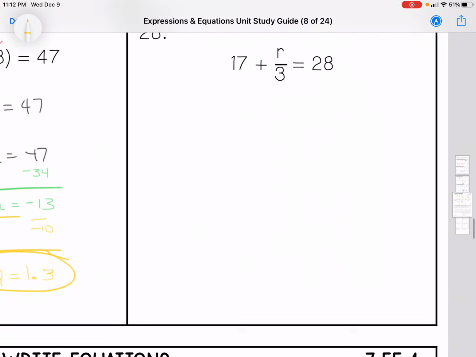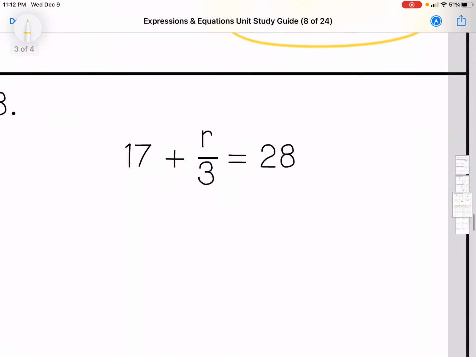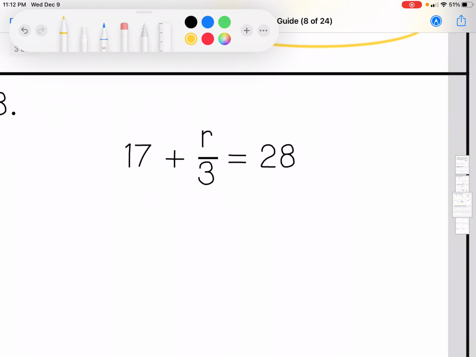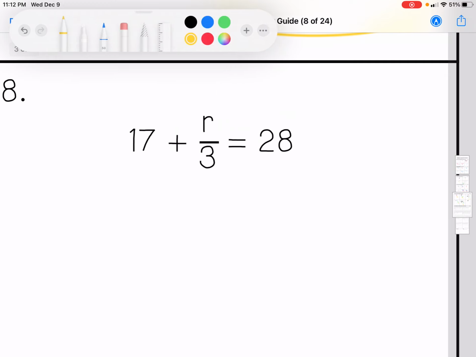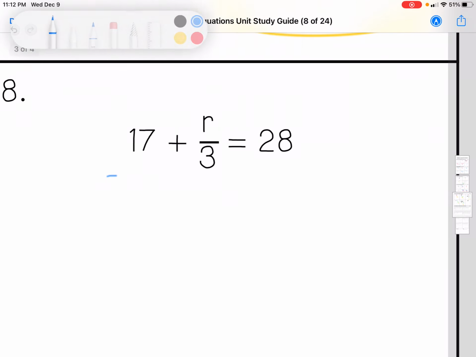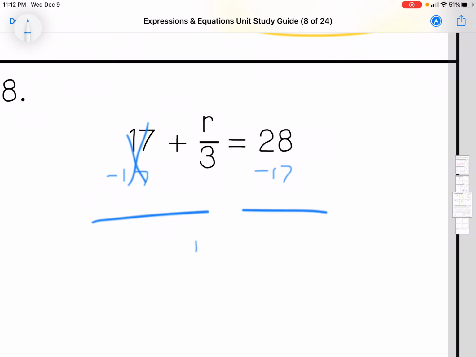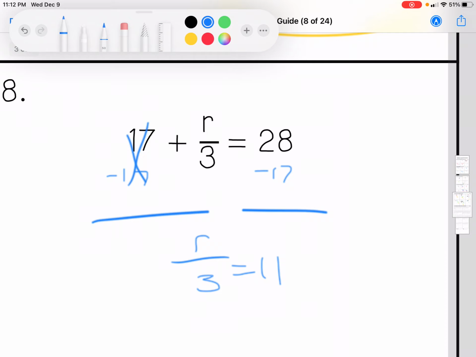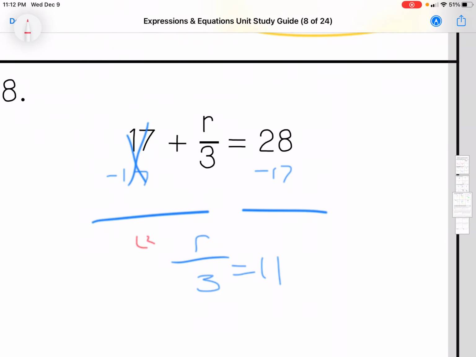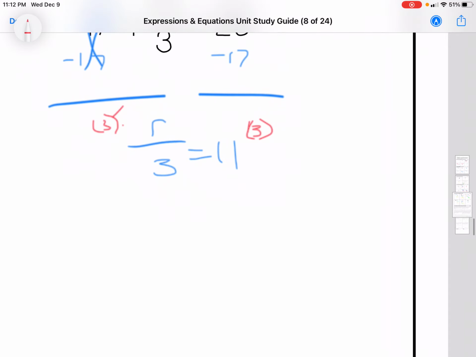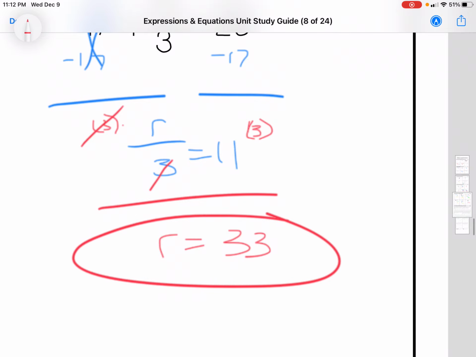All right. The last one of this, anyways. No distributive property. Hallelujah. All right. Subtract 17. You're left with r over 3 equals 11. R divided by 3, so you do the opposite, which is multiplication. You multiply both sides by 3. You're going to be left with r is going to equal 33.